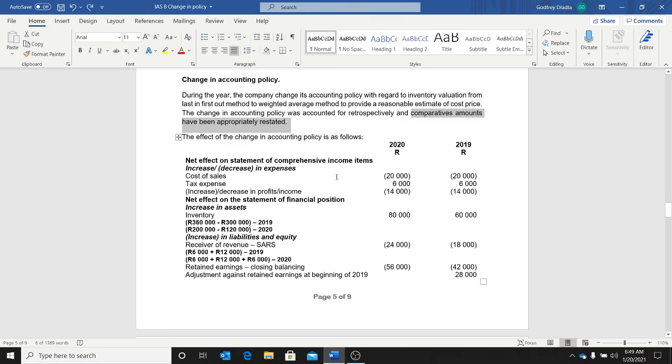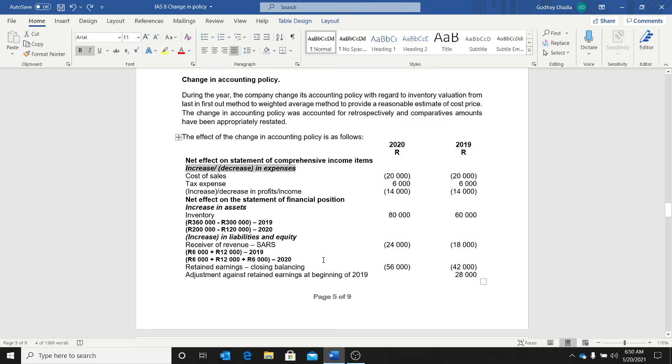Now, after that, in terms of this note, you have to tell us what happened in the income statement. You see what I've highlighted, the net effect on statement of comprehensive income. What then also happened in the balance sheet, the net effect on the statement of financial position. I remember I told you that the change in policy affects the income statement and the balance sheet. Now, be very careful. You see this one here.